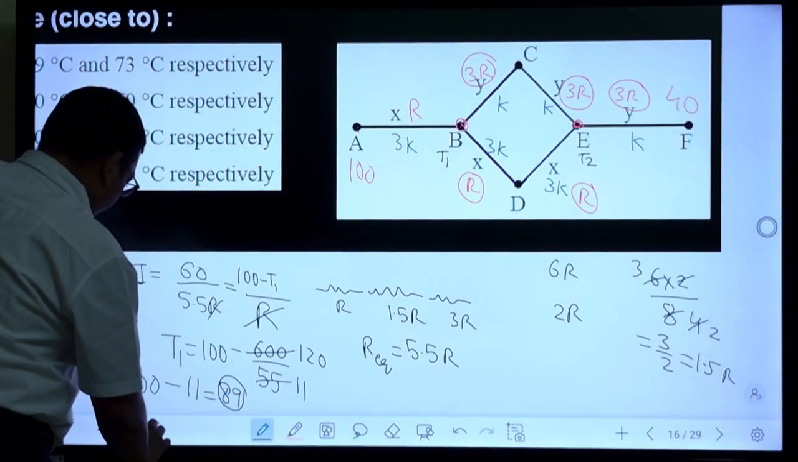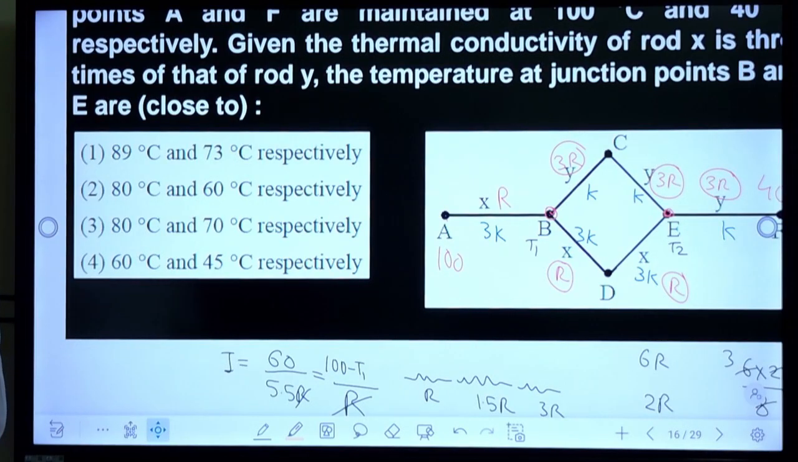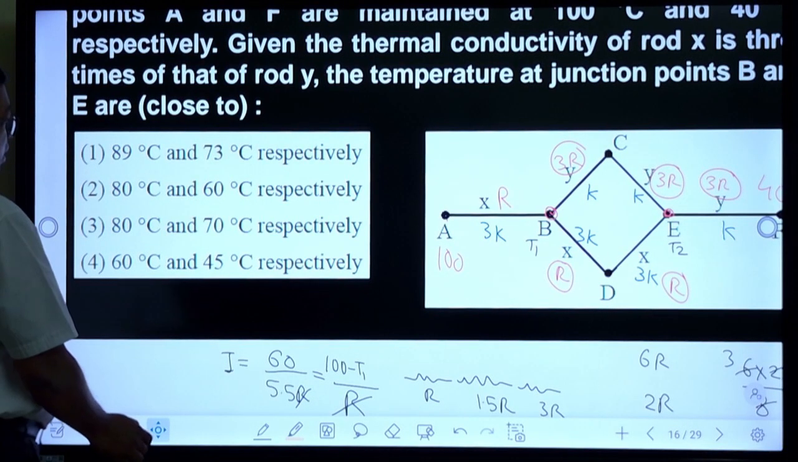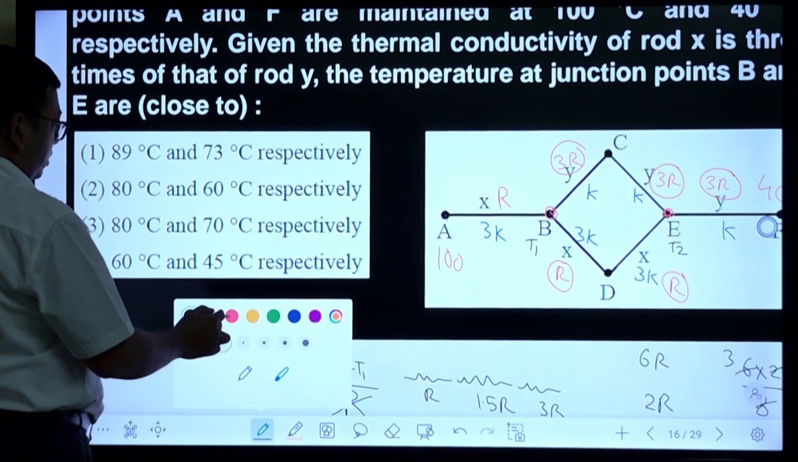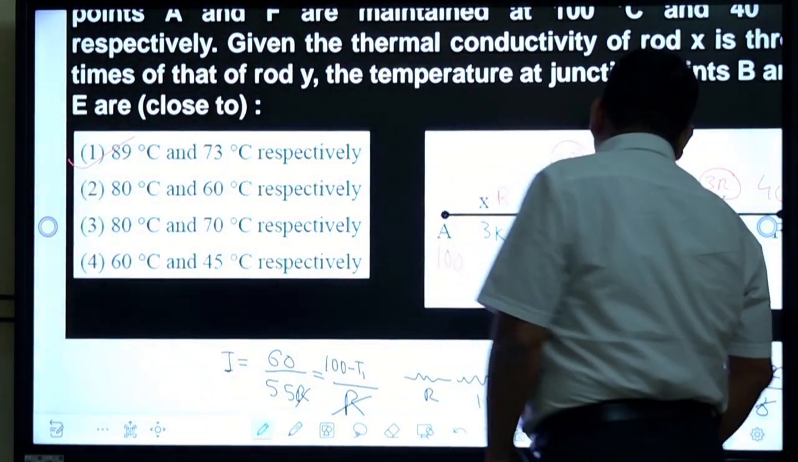So 89 will be the temperature of B. Now just try to match it. 89 will be the first option, correct? First option, you got that. Let us move to the next question.